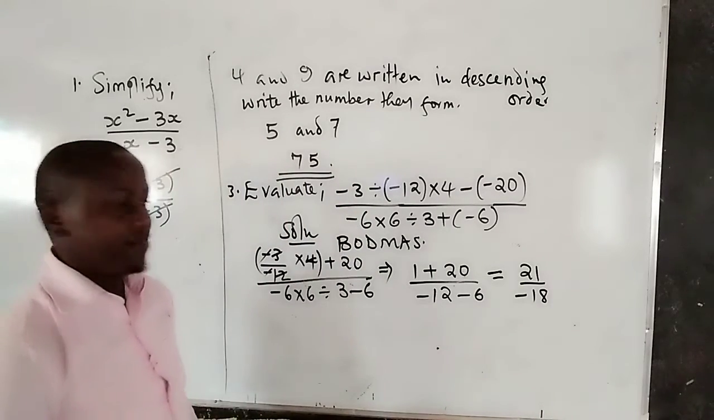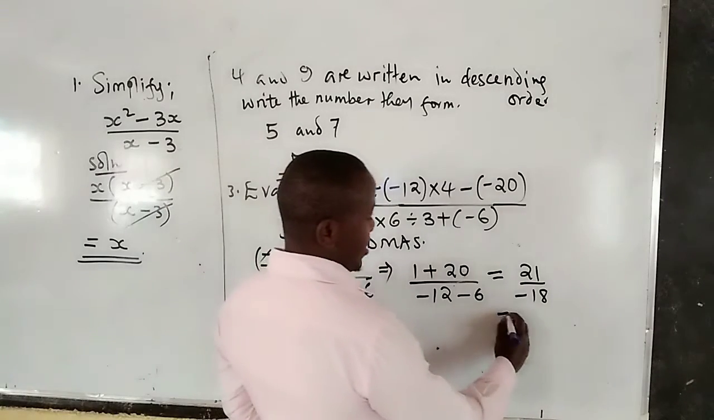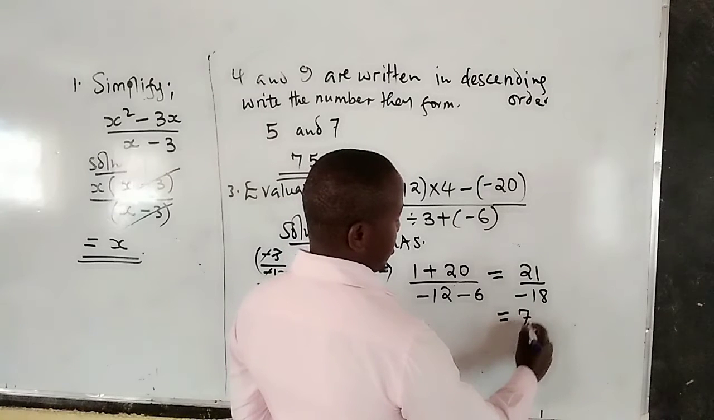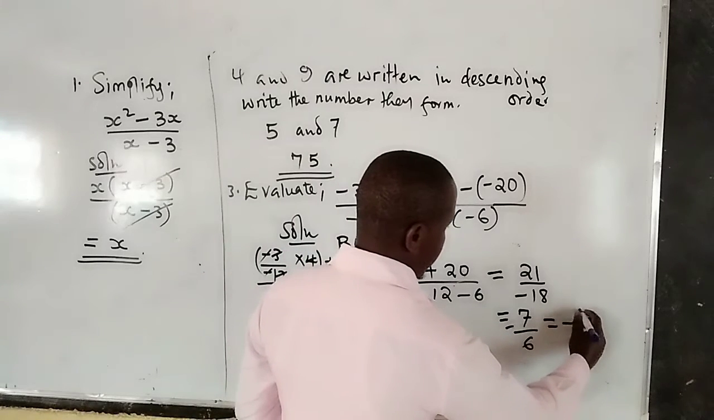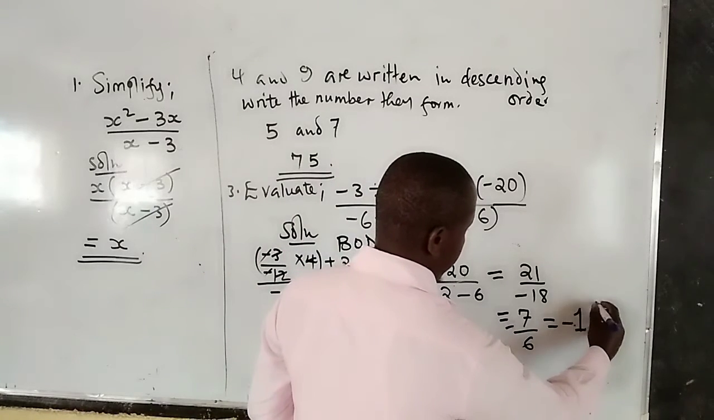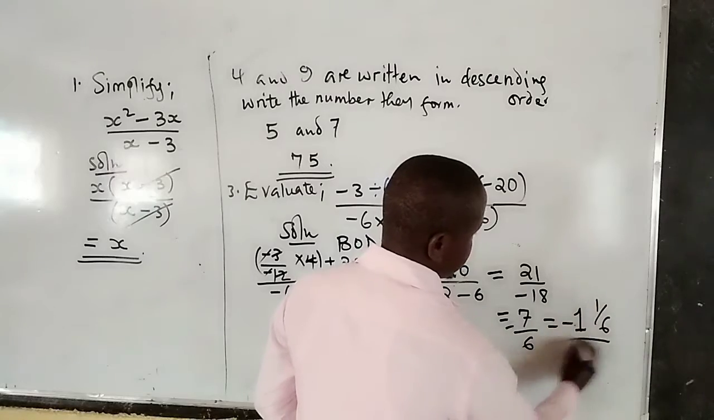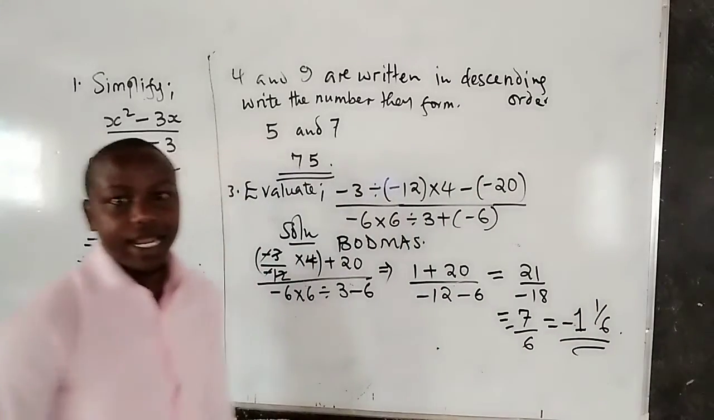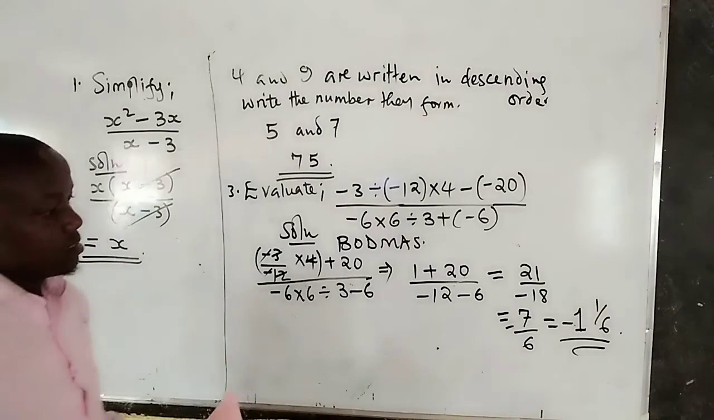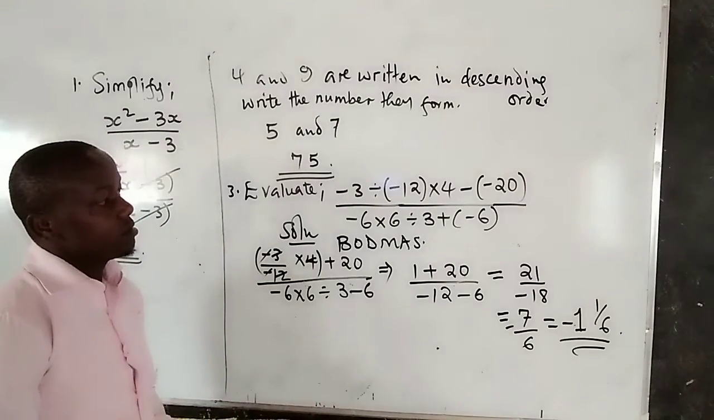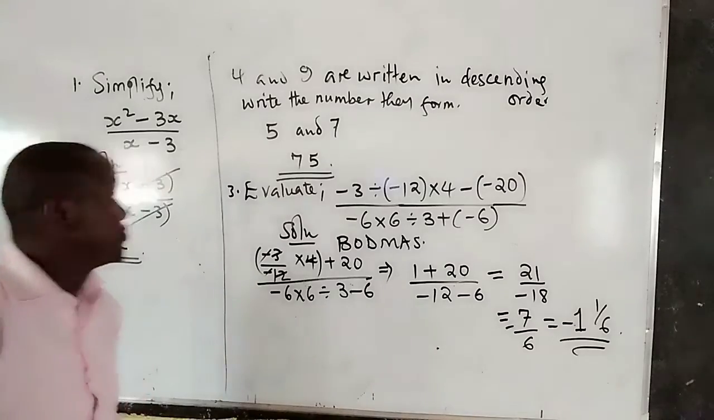21 all over negative 18, dividing by 3, we get 7 over 6, and there is a negative. Therefore, the simplest form of this answer is negative 1 and 1 over 6. So that is it.